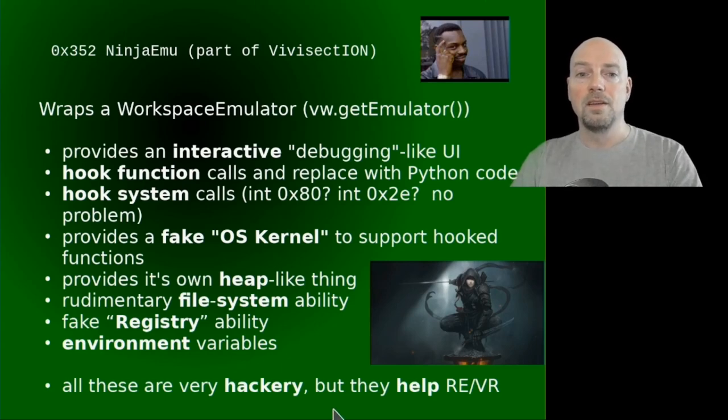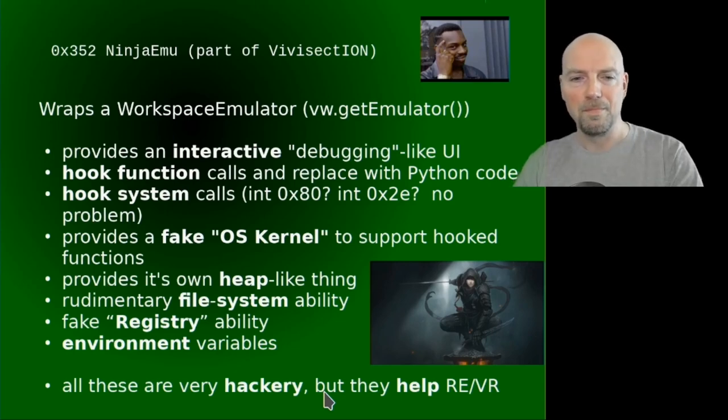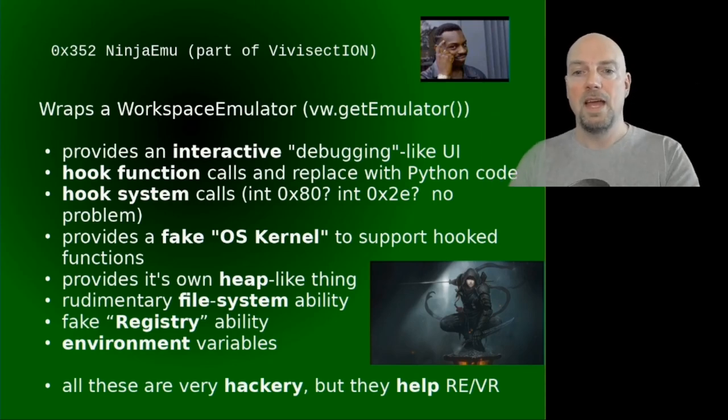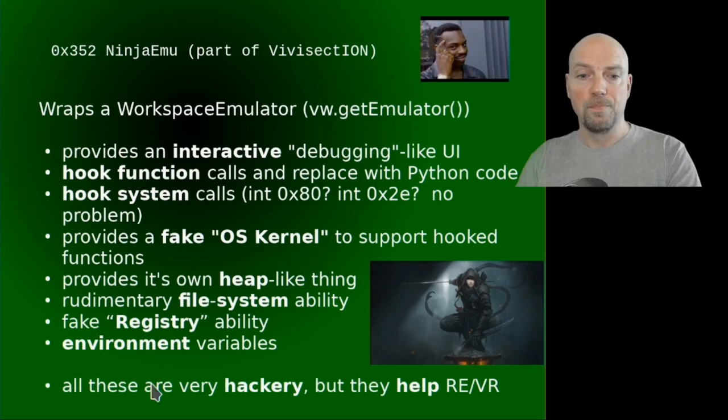There's also default file policies that try to help you keep from shooting yourself in the foot. We also have a fake registry, because a lot of times when you're reversing Windows programs, a fake registry is pretty important. And so you can just stick in your own stuff and satisfy what you need to get by. And we also do environment variables because those are very important as well. It's all hackery. This is not something that's intended to run an enterprise software solution on. So please don't yell at me if it bites you in the ass.